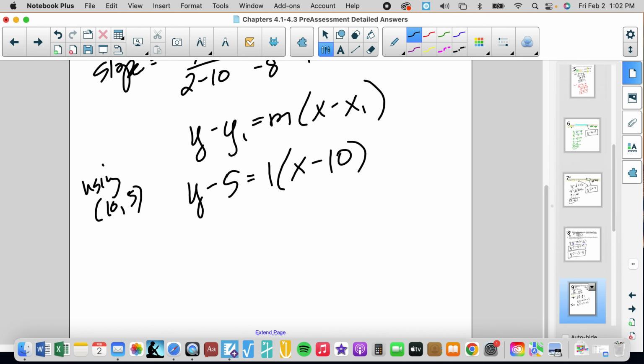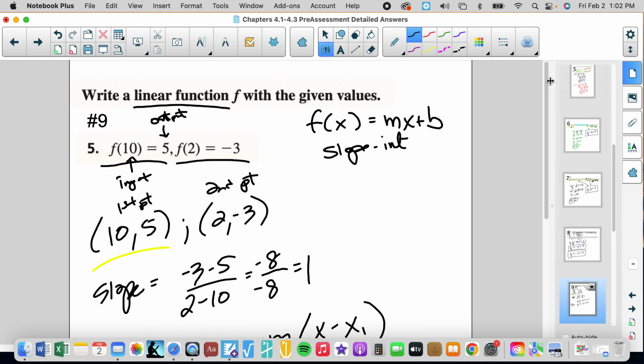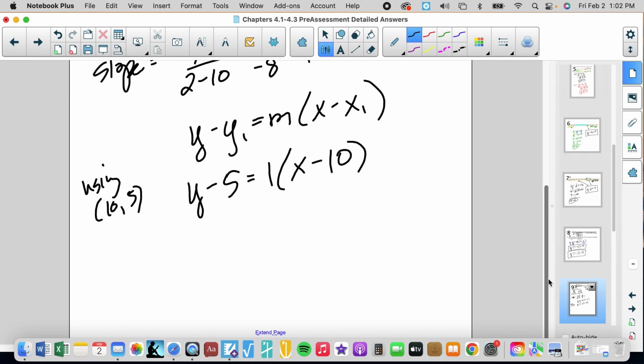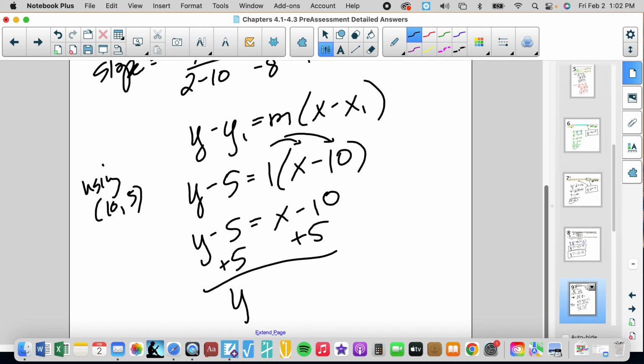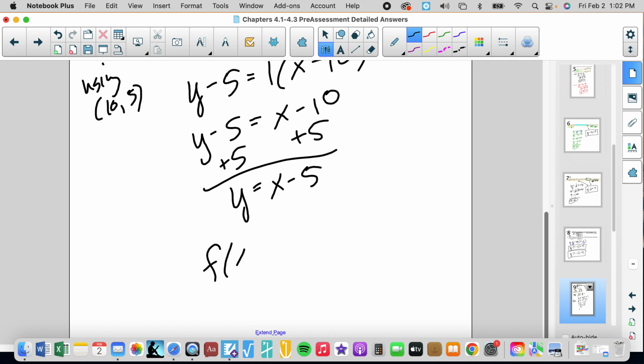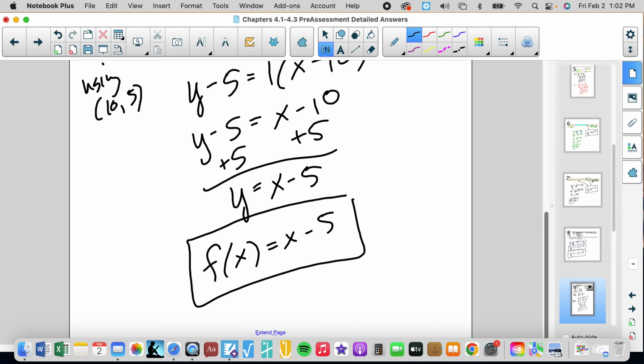Could I have used the second point? Absolutely. Now, this is not a function. It says write a linear function f. So I'm going to have to simplify this. We distribute the 1 to both things. We get x minus 10. I'm going to move the 5 over because I'm going to get y equals x minus 5. And now I'm going to write f of x equals x minus 5. We have done enough function notation to remember that f of x is another way of writing y. That would be your final answer, f of x.